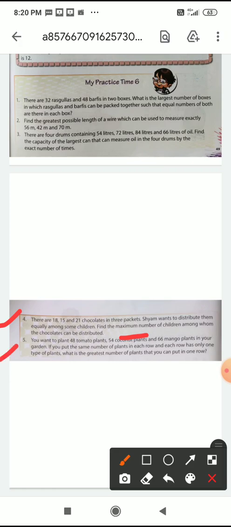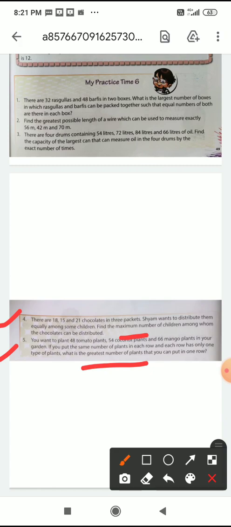Number 5, you want to plant 48 tomato plants, 54 coconut plants and 66 mango plants in your garden. If you put the same number of plants in each row and each row has only one type of plant, what is the greatest number of plants that you can put in one row? Here also, children, what is asked? Greatest number. So here also we find out the HCF.